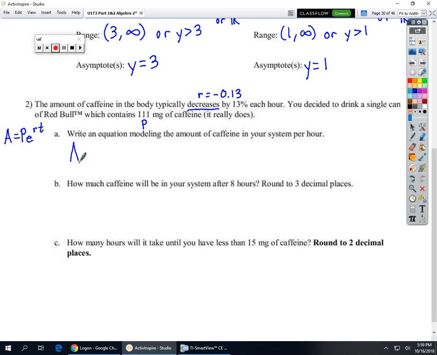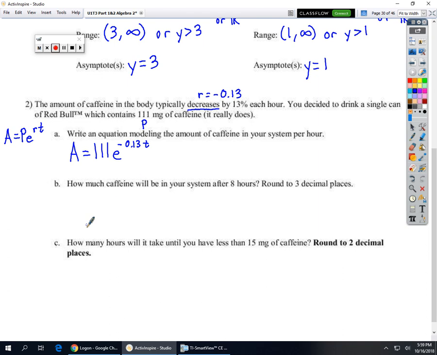So we'll write this as A equals P. Wait, I'm not writing the same thing again. There we go. A is 111 e to the negative 0.13 t. Remember, e is not a variable. e is that weird number, 2.72 something. It's a button in your calculator that you can press. So, here's my equation. Good, good.